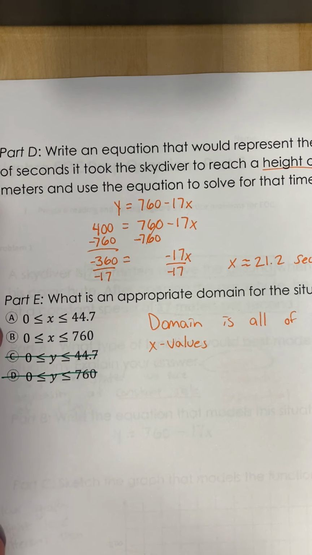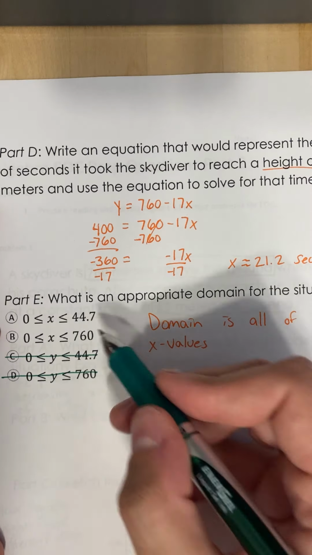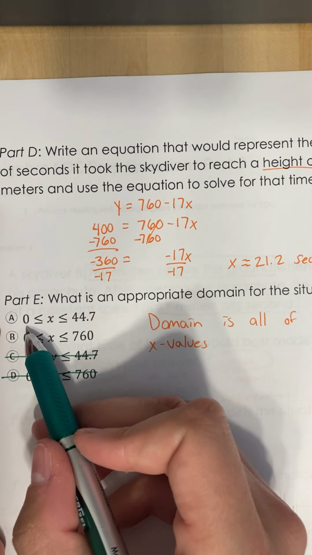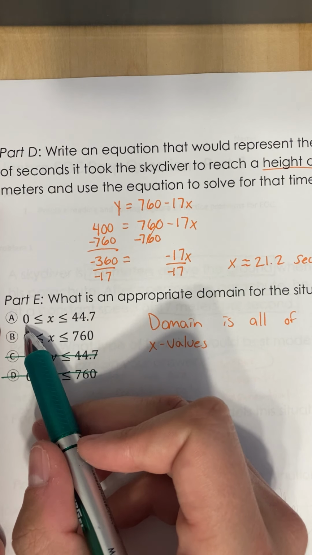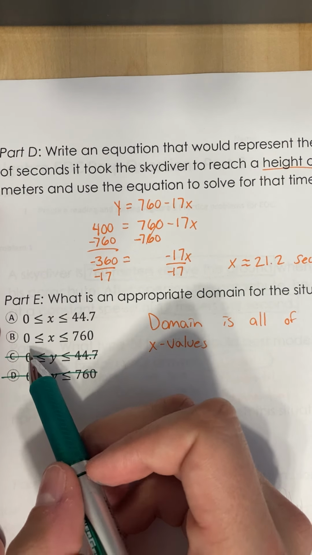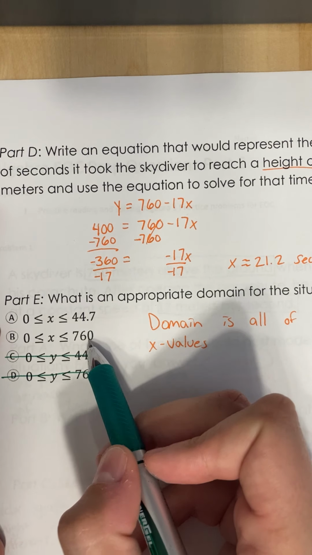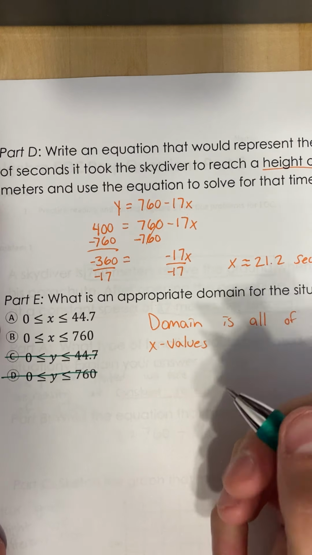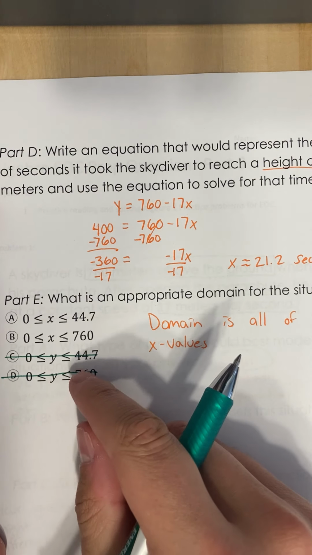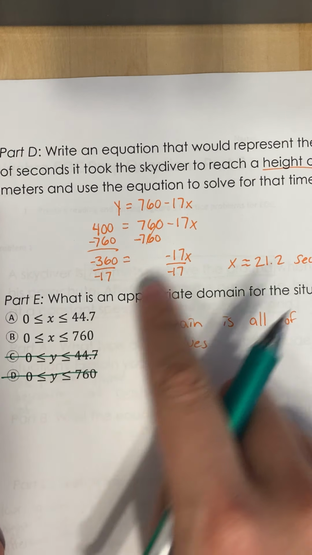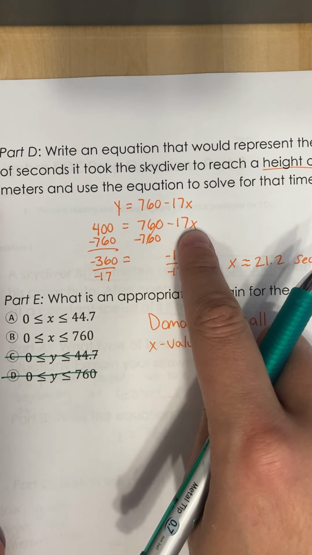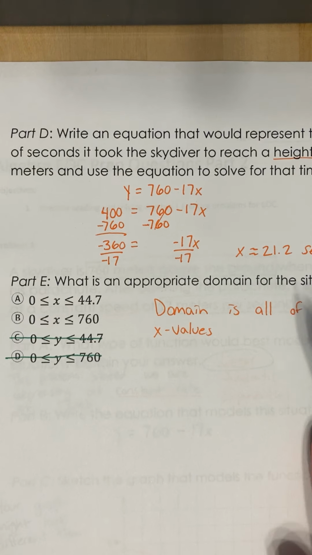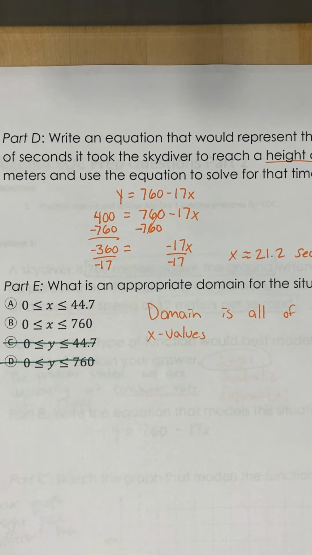Now let's look at A and B. So we've got 44.7 and we've got 760. We're starting at 0 seconds. So if I was you, what I would do is I would plug in 44.7 and I would plug in 760 into the equation and see what you get. When you do that, you're gonna find out what you get if you plug in 760 into this equation, let's find out. Let me get a calculator real quick.